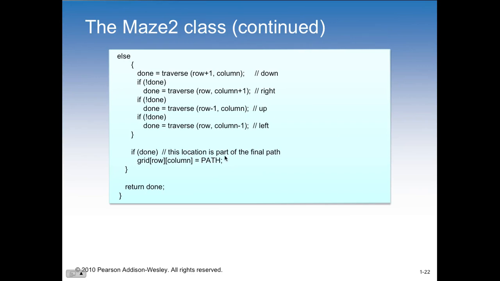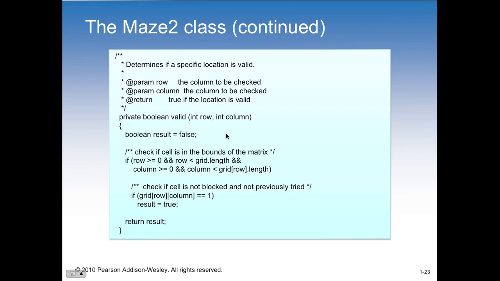If done, this location is part of the path, in the grid and the path, and mark it part of the path. So you mark the space path. And then eventually we're going to return done. So what we've done is come through a bunch of cases to traverse through the grid, going from the upper left-hand corner to the lower right-hand corner, going down first, and then recursively calling the function over again to try the different spaces until we eventually determine that we are done. And then either we're done that we have not found the solution, or we're done and we found the solution.